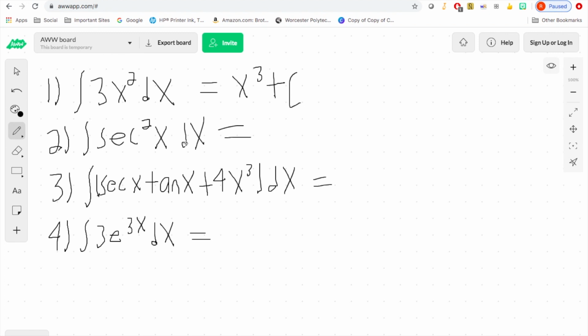Next example, secant squared x dx. The antiderivative of secant squared is tangent x, and then this is a good habit to get into, putting the plus c at the end, because we are going to need this.